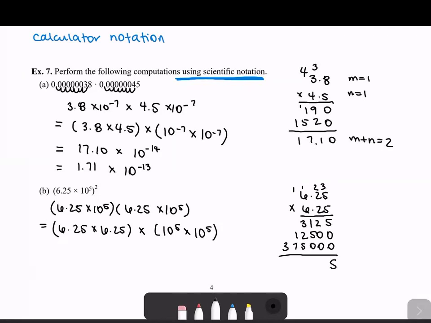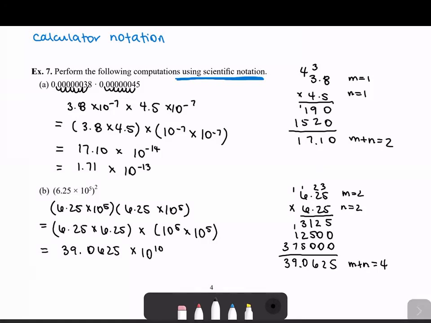So we have 5, 2, 6, 0, carry the 1, 9, 3. Okay, so we have this. Now we had 2 decimal places here and 2 decimal places here. So that means that we're going to have 4 decimal places here. So we get 39.0625. So this is 39.0625 times 10. Remember, when we have the same base, we add the exponents.